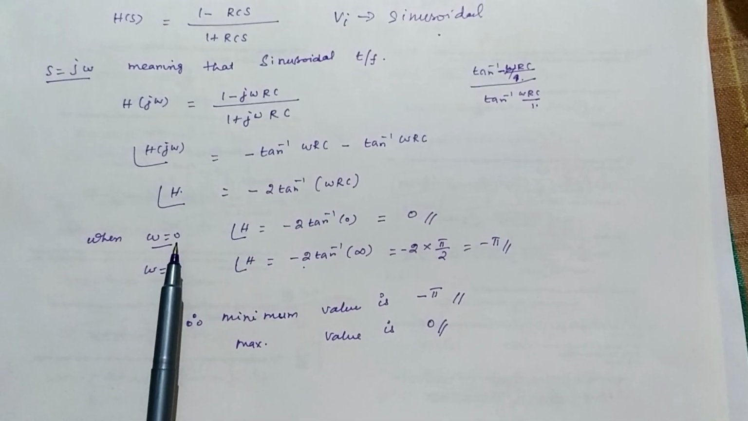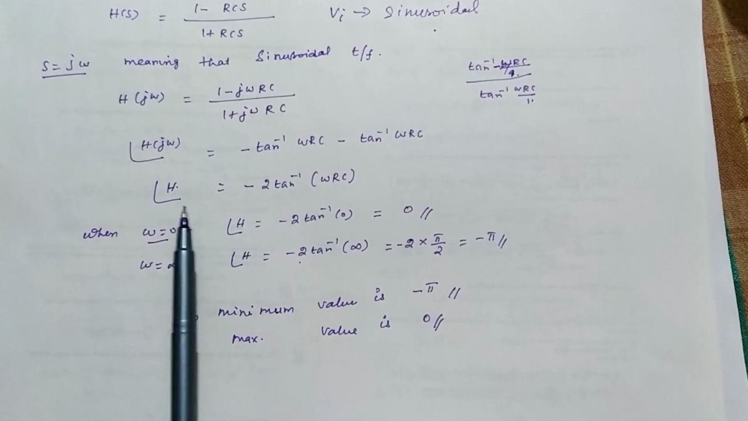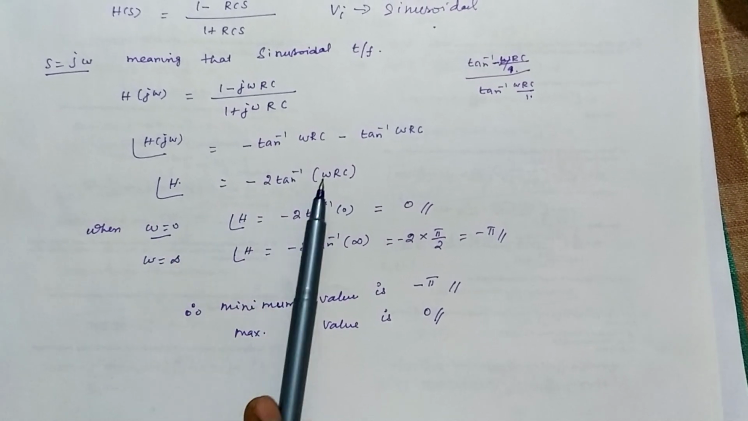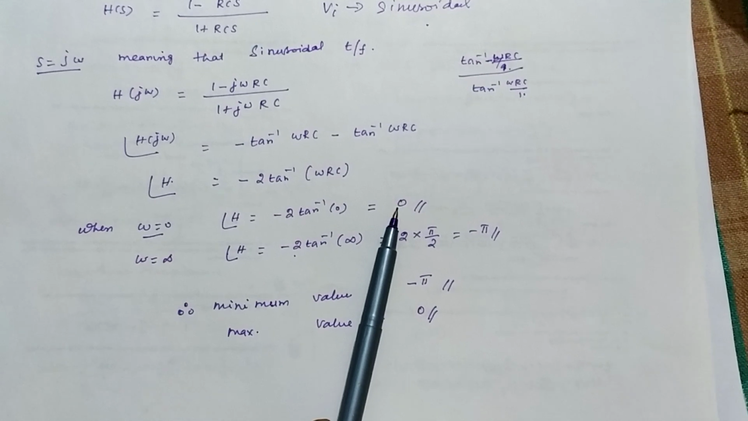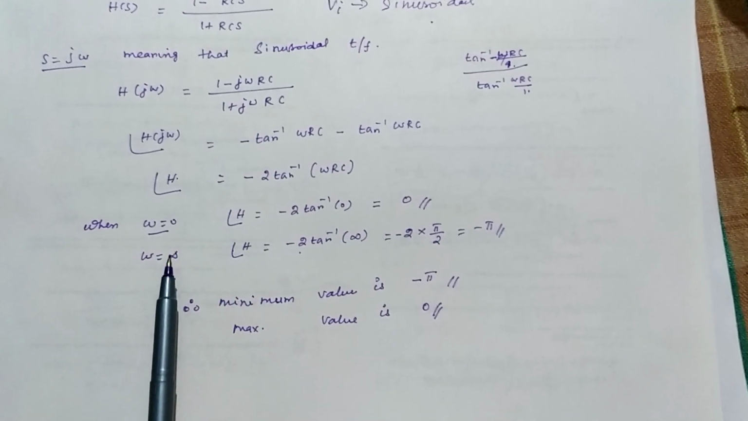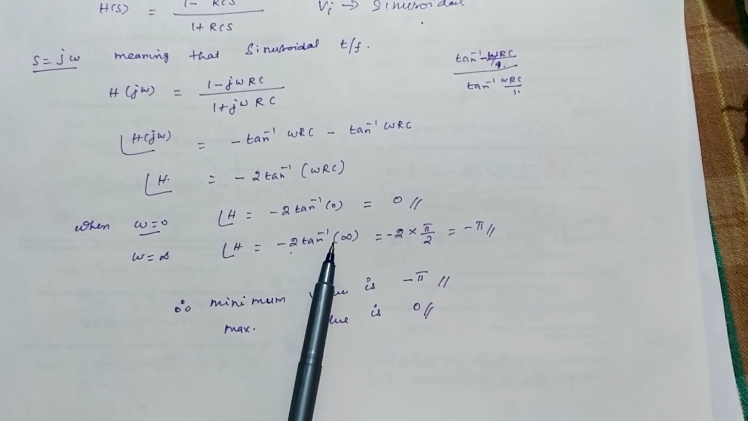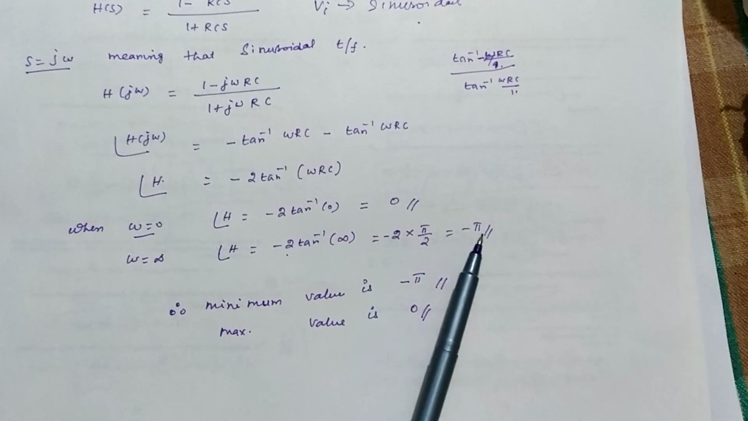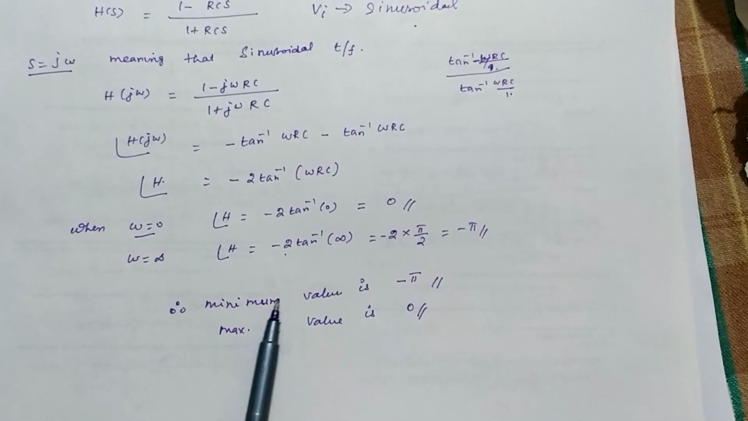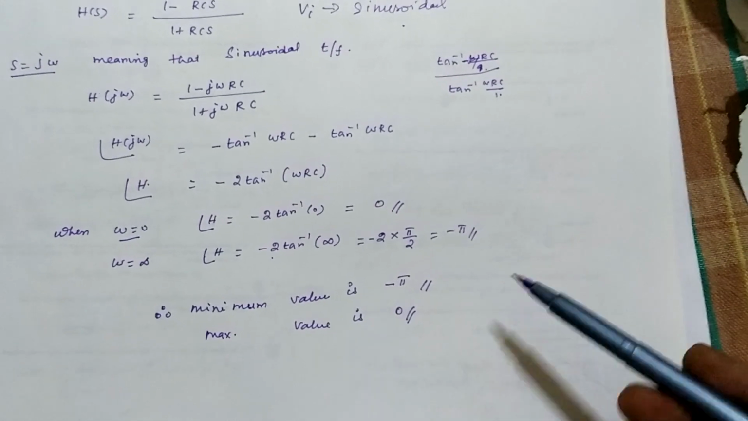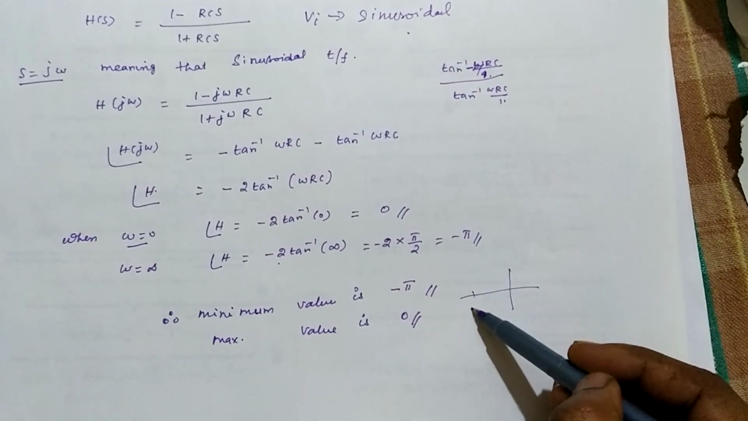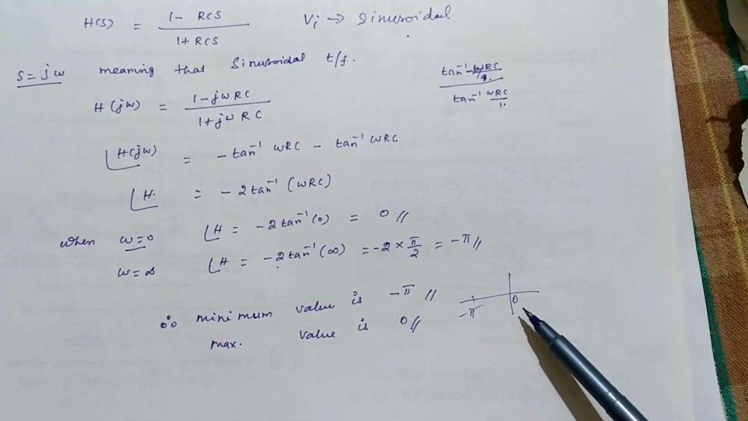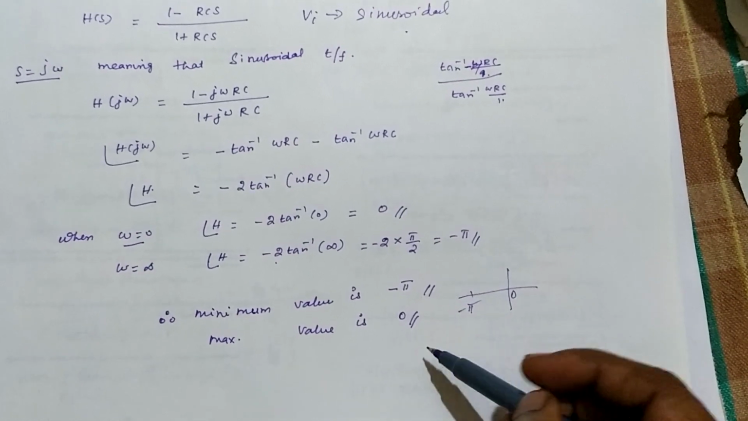Here they are asking to find the minimum and the maximum value. This angle is a function of omega. When we substitute omega equal to 0, tan inverse of 0 is 0. When you substitute omega equal to infinity, the angle is tan inverse of infinity, which is pi by 2, so the angle equals minus pi. So the minimum value is minus pi and the maximum value is 0. So this is the answer.